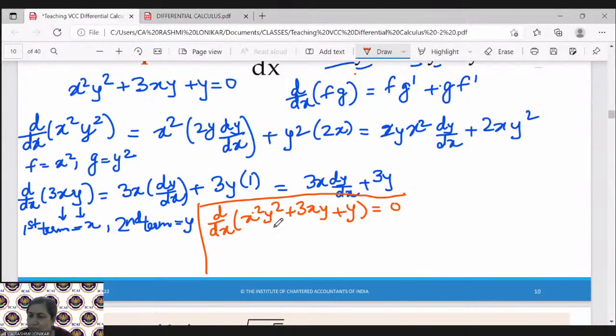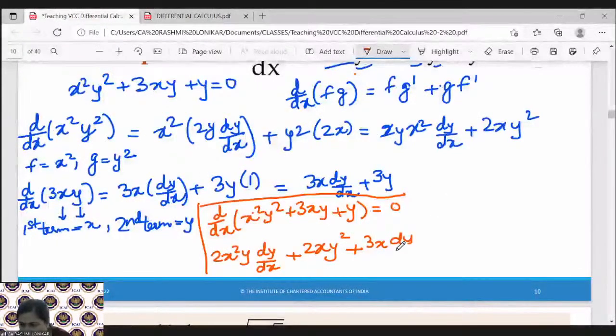Okay. So how much will I get over here? X square y square, I found the derivative as this much. So this is 2x square y dy by dx plus 2xy square. Derivative of 3xy is 3x dy by dx plus 3y. And what will be the derivative of y? It will be plus dy by dx is equal to 0.